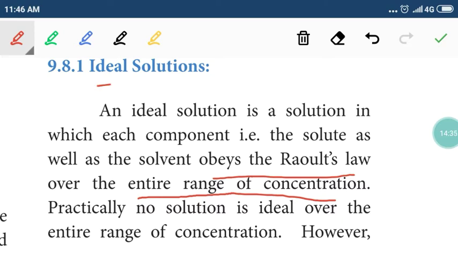But practically we don't have an ideal solution. Like an ideal gas, we don't have an ideal gas; we have only real gas. The same way, there is no ideal solution. So in all concentrations, solute and solvent will not obey Raoult's law.